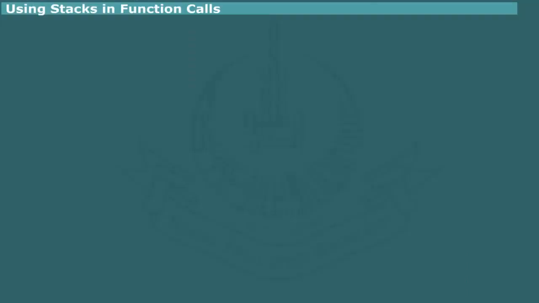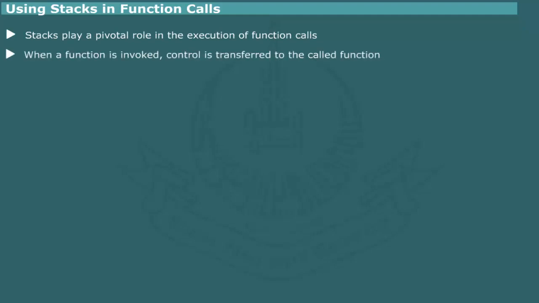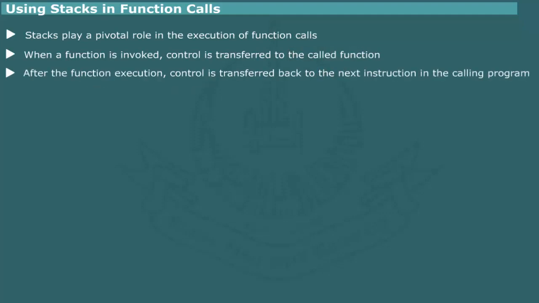Use of stack in function calls. A stack plays a pivotal role in the execution of function calls. When a function is invoked, program control is transferred to the entry address of the called function. After the function has been executed, the control is transferred to the next instruction in the calling program. The function calls can be nested, which means that a function can, in turn, call another function. In this process, the system must remember the addresses where to backtrack after the called function has been executed.